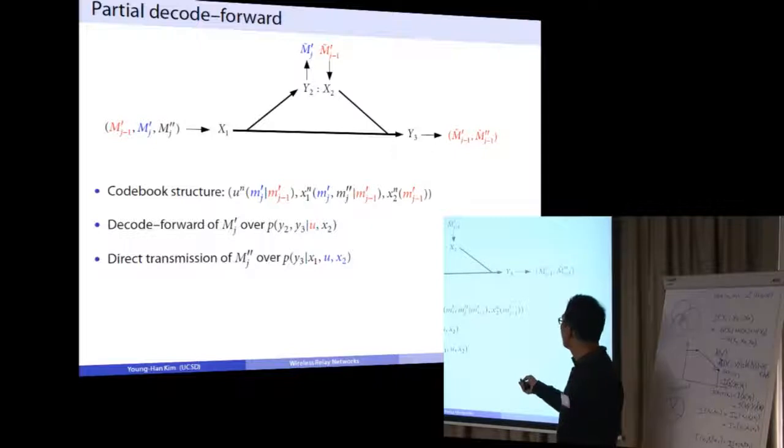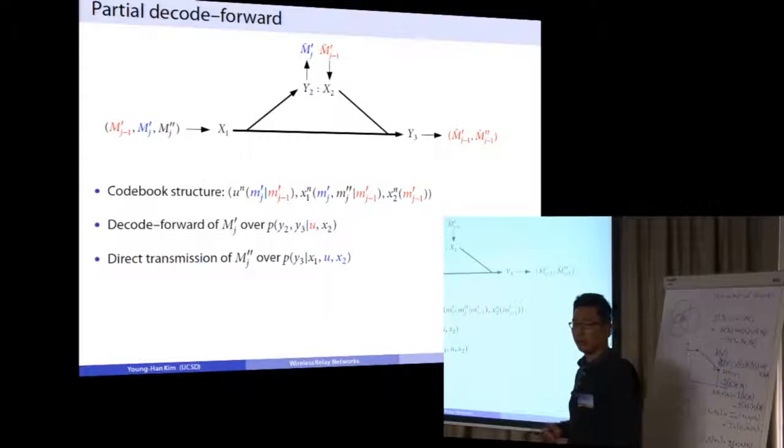Decode forward utilizes only this link, right? And if you use partial decode forward, then you actually get the sum of the minimum rate of this path and this one. So for example, if this is 1 bit, this is 1 bit, and this is 1 bit, then partial decode forward will achieve 2 bits per transmission. Decode forward will achieve only 1 bit, and direct transmission achieves only 1 bit.